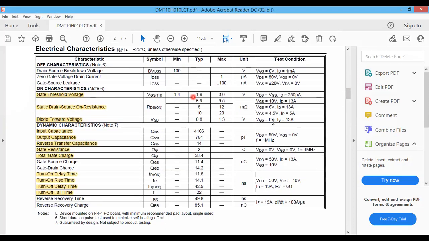So the gate threshold voltage, the voltage you should apply to turn on the device, is typically 1.9 volts. So your control signal should be more than 1.9 volts in order to turn on the device. This is a threshold voltage, right? If your voltage is less than 1.4, this is the minimum value, the device is off. So the static drain on resistance RDS(on) could be within these values based on your gate drive signal. If your gate signal has a high voltage like 10 volts, you can get a lower RDS(on). So the body diode forward voltage is typically 0.8 volts.